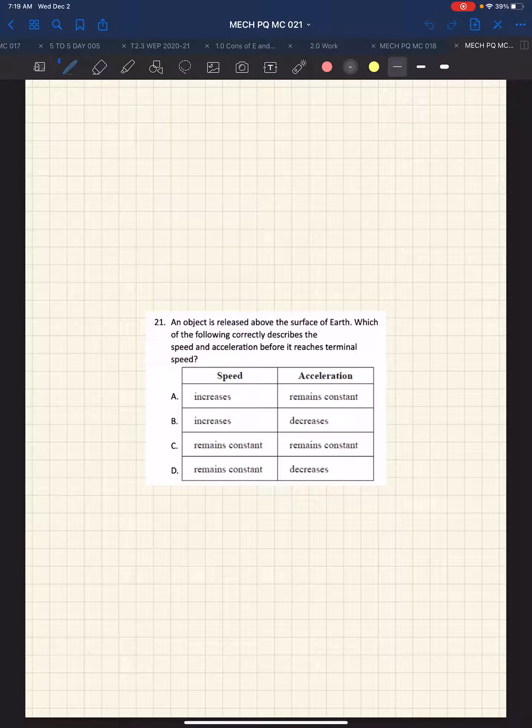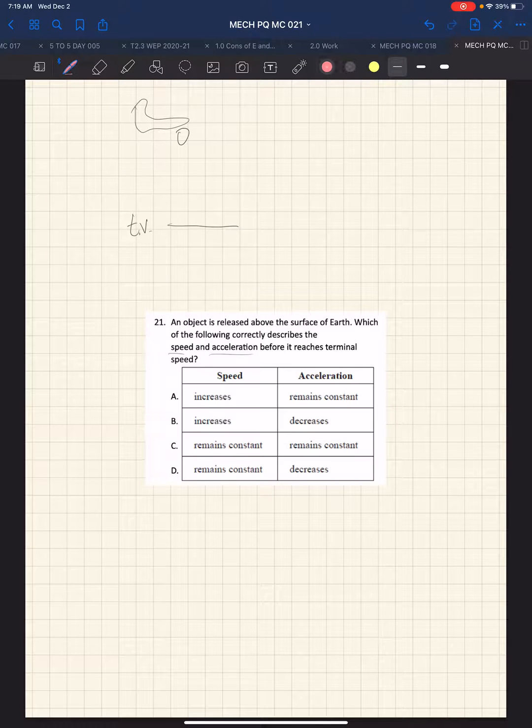So in this question, we've got an object released above the surface of the Earth. So we might imagine there's an airplane, and we drop an object from that airplane. And we want to know what happens to the speed and the acceleration before it reaches terminal velocity. So we have terminal velocity at this point.